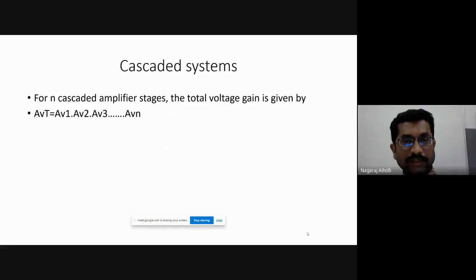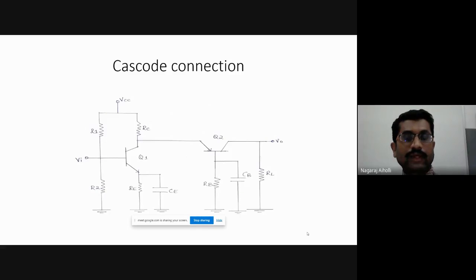Well understood here, students, the cascode amplifier. What will be the circuit in the cascode amplifier? The circuit will be a common emitter amplifier. Its output is applied to the input of the common base amplifier. Okay, this is the cascode connection. Then here there is bypass capacitance CE. Here also there is bypass capacitance CB. Input voltage is VI, output voltage V0. Then the supply voltage VCC.